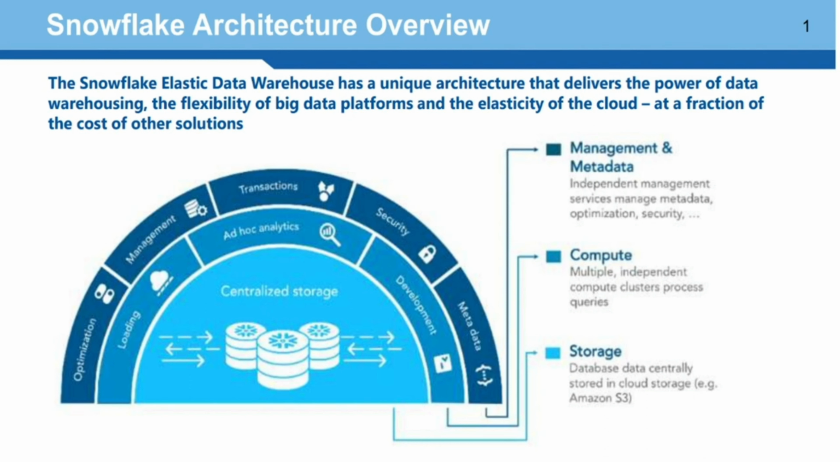The compute layer will have multiple independent compute clusters which are required for processing any queries. It is called the muscle of Snowflake, where all your queries and all your warehouses are built. And the last layer is the storage layer, which will be used for storing all the data that is present on Snowflake. And it can be Amazon S3 or Azure containers or GCP. The storage layer will be used for storing all your data. So the main layers are these three: management, compute and storage layers.